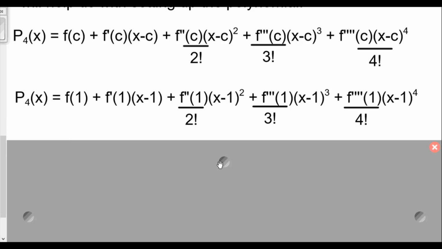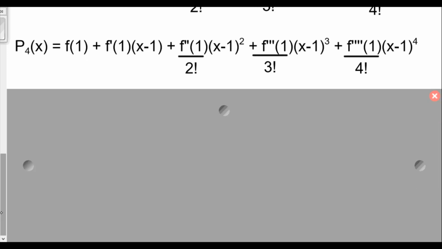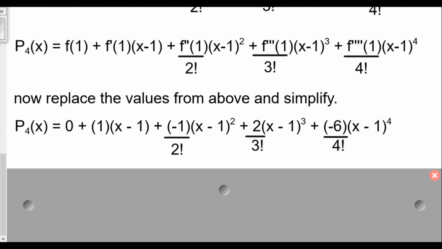We'll get f of 1 plus f prime of 1 times x minus 1, plus f double prime of 1 over 2 factorial times x minus 1 squared, plus f triple prime of 1 over 3 factorial times x minus 1 cubed, plus f quadruple prime of 1 over 4 factorial times x minus 1 to the 4th. And so here, we just plug in the values and simplify. Here, f of 1 was 0, f prime of 1 was 1, f double prime of 1 was negative 1, f triple prime of 1 was 2, and f quadruple prime of 1 was negative 6. And we simplify here with our factorials.